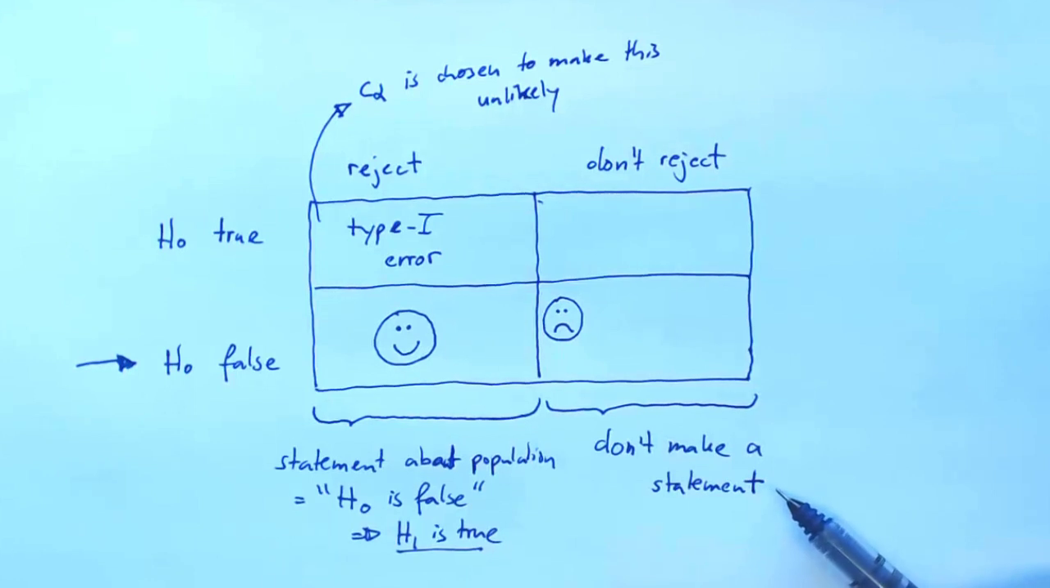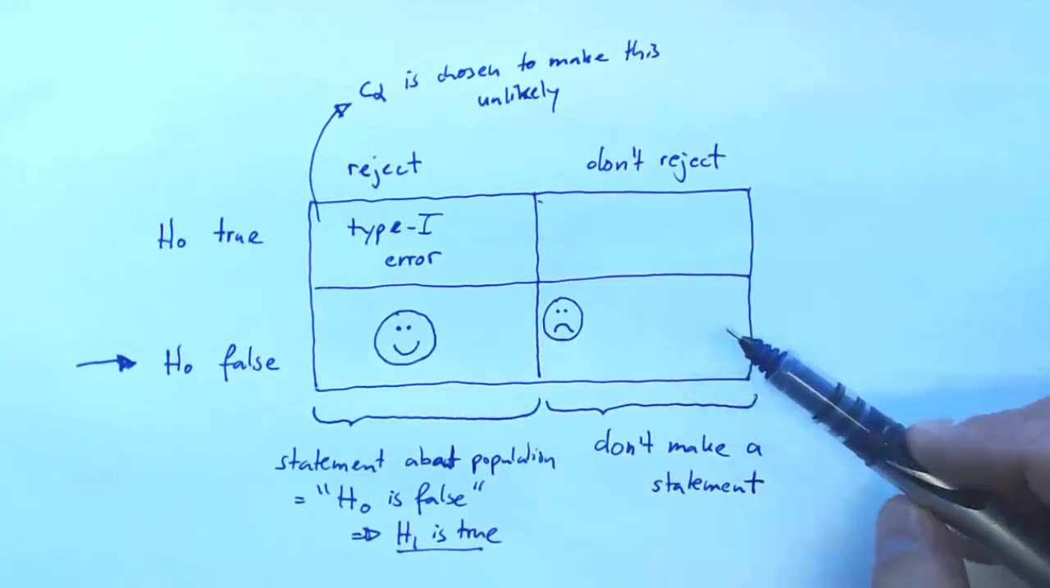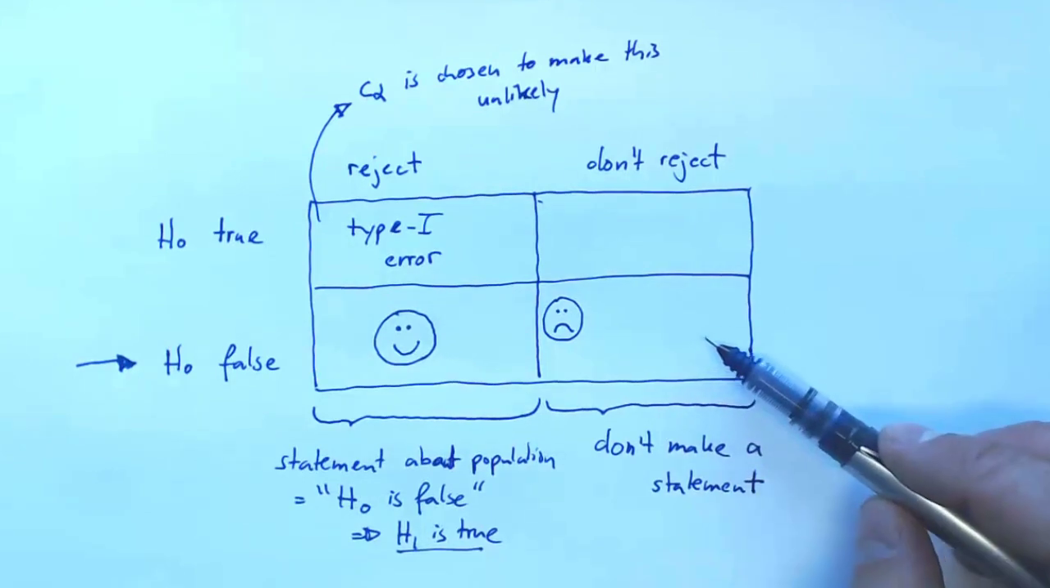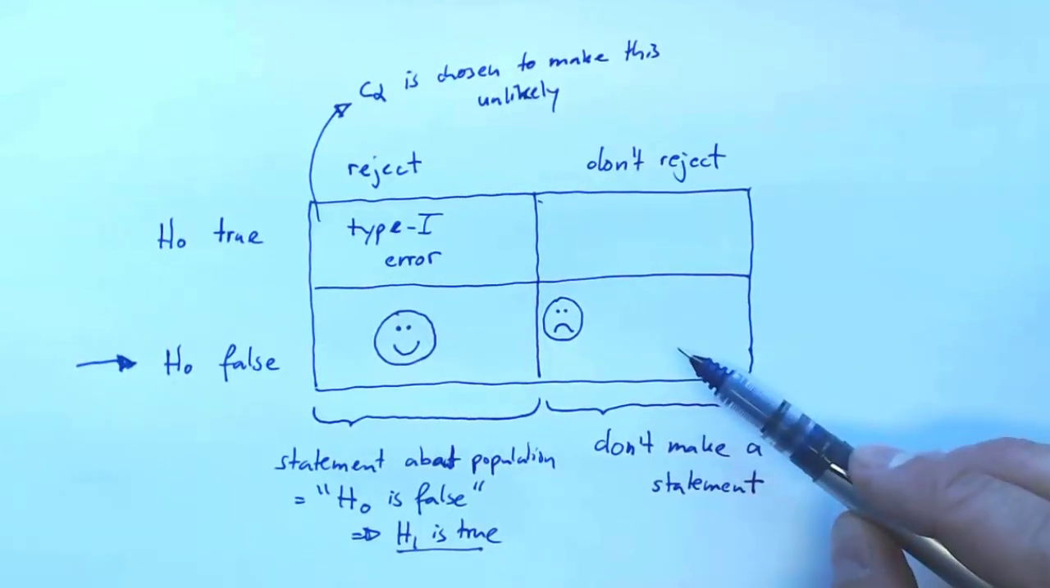So we'll just say, given the evidence in the sample, we're just not convinced to say that H0 is false. It could still be false. We just don't have any conclusive evidence here. So we're not making a statement, and by not making a statement, it's impossible for us to make a false statement, right? Still, it's a little unsatisfactory to end up here.